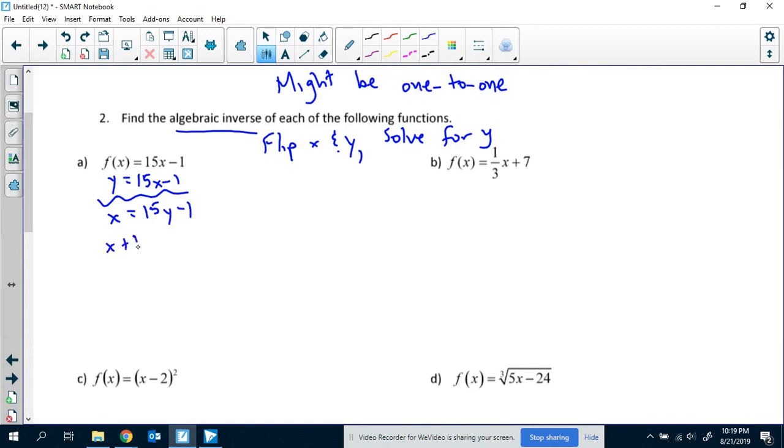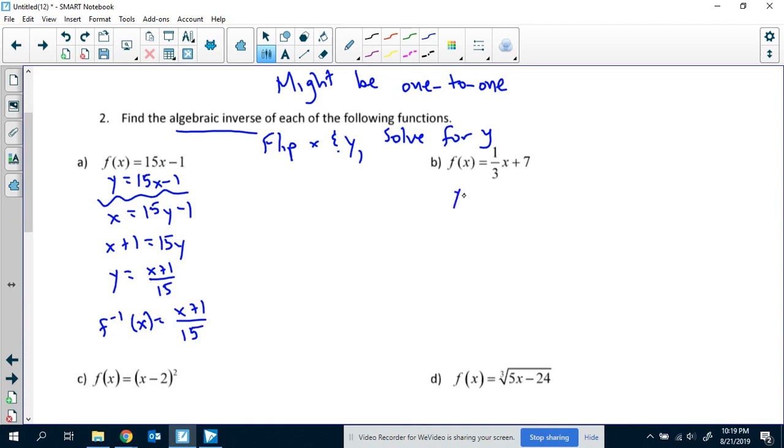So I'm going to add 1 to both sides. So x plus 1 equals 15y, and now I will divide by 15. So y equals x plus 1 over 15. The final answer, I'm going to write f inverse of x equals x plus 1 over 15.